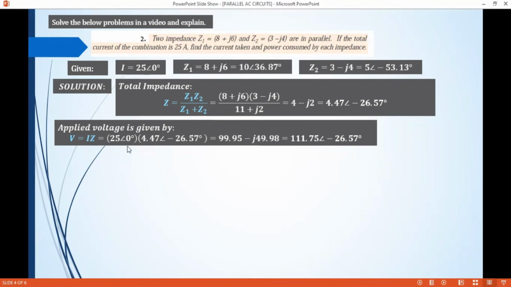So to solve this, input it in the calculator, and we will have 99.95 minus j49.98. So it is in complex form. And then also, to convert it into polar form, we have 111.75 angle negative 26.57 degrees. So that is the voltage.